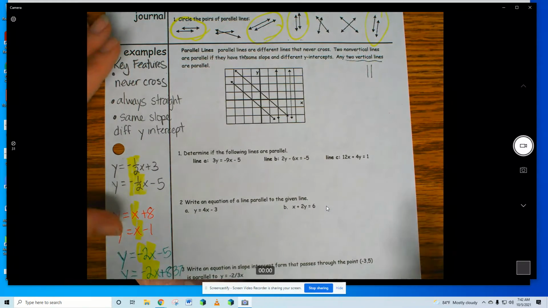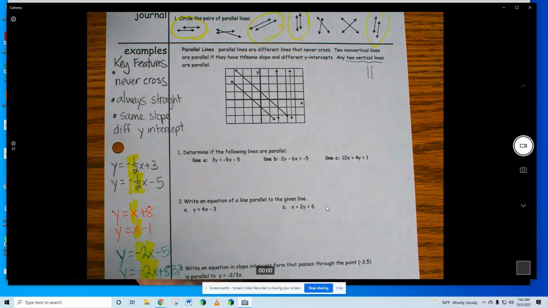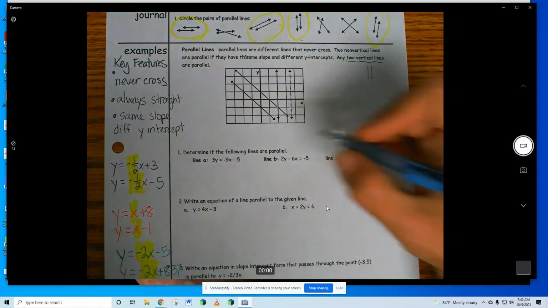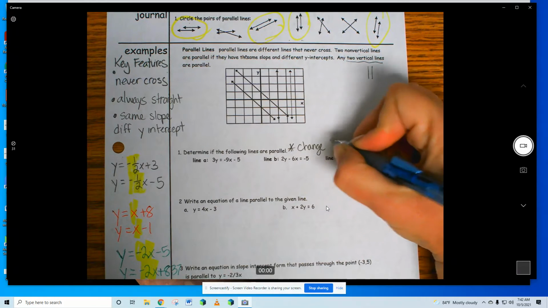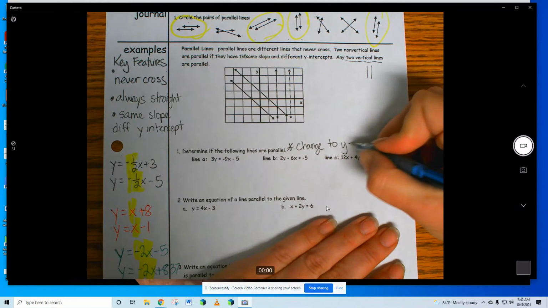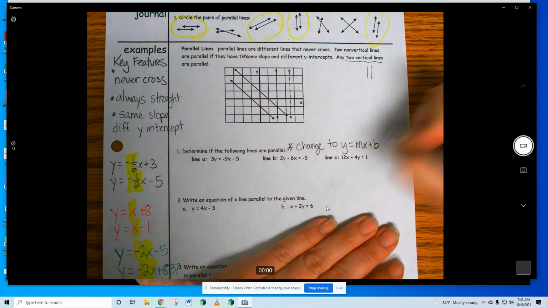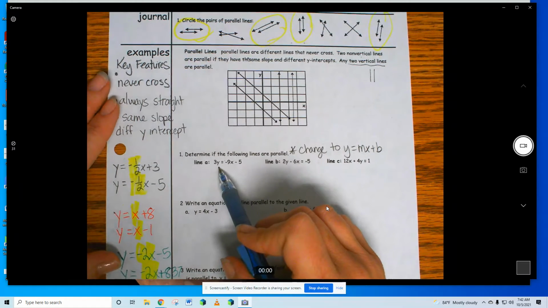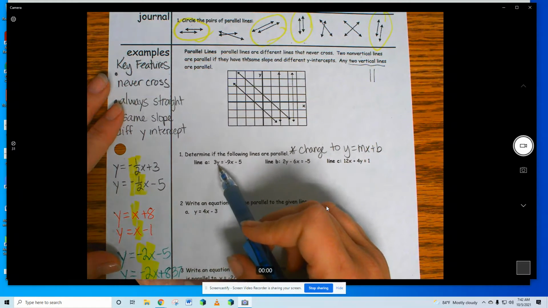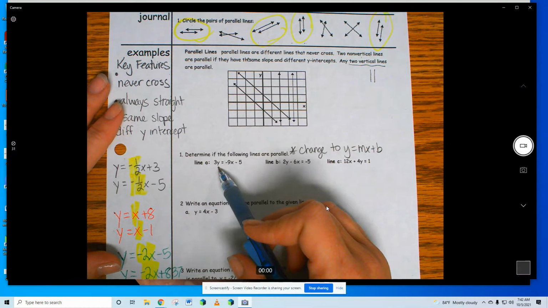Number 1, example 1. Determine if the lines are parallel. Well, first, change to y equals mx plus b. Okay. Line A. I need it in y equals mx plus b. It has a 3 in front, and that's a problem.